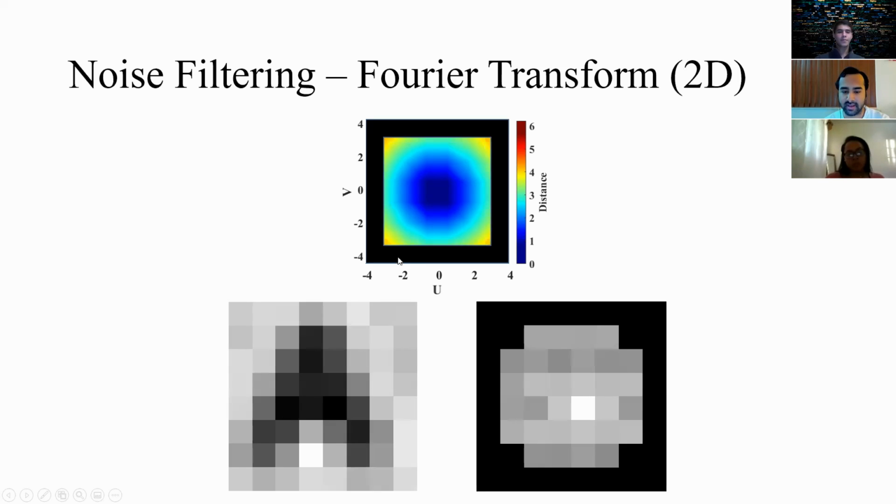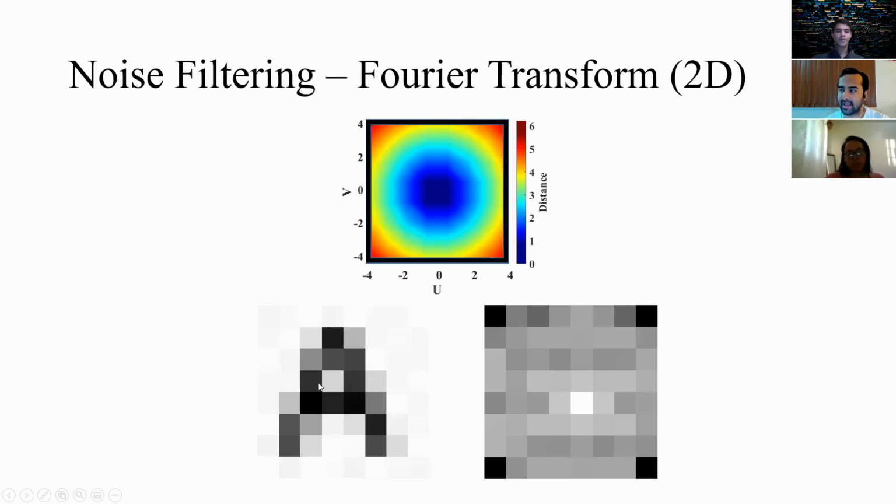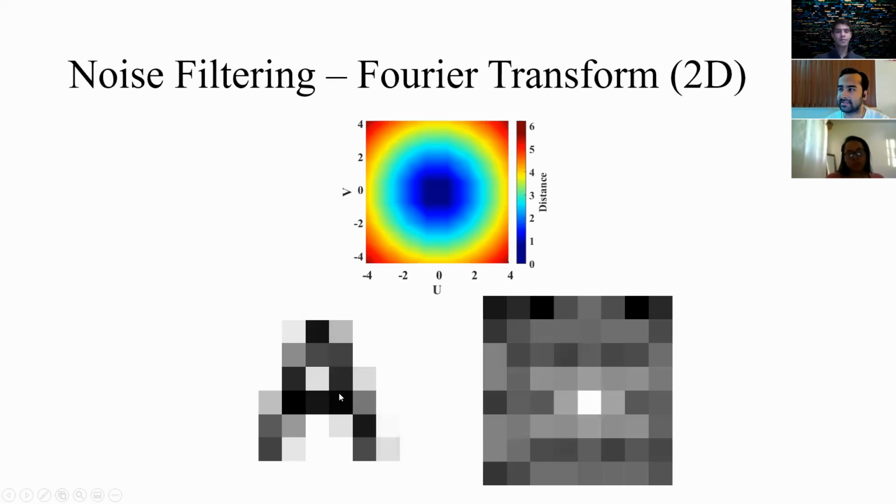And if you kept a bit more of the Fourier transform space, you can better see that this probably is an A of some kind. And by the time you get everything but the edges, you most certainly have recovered the image. And that is the gist of how you can do a Fourier transform on an image.